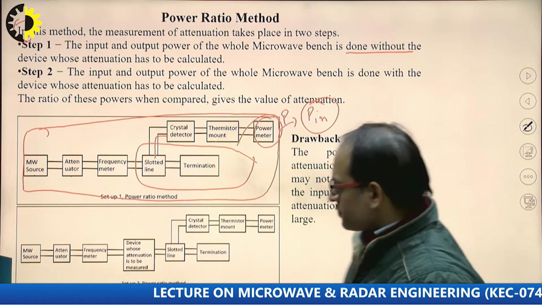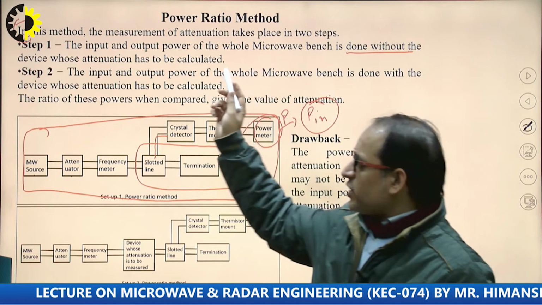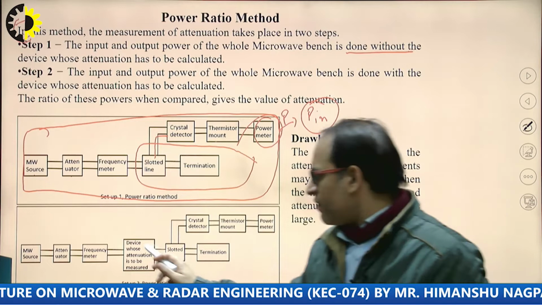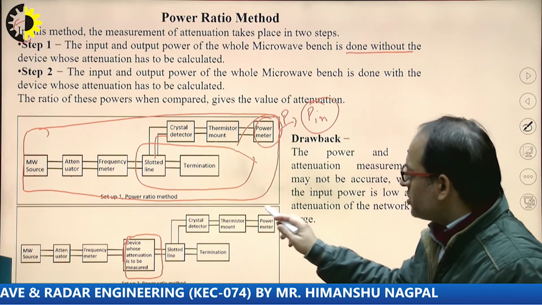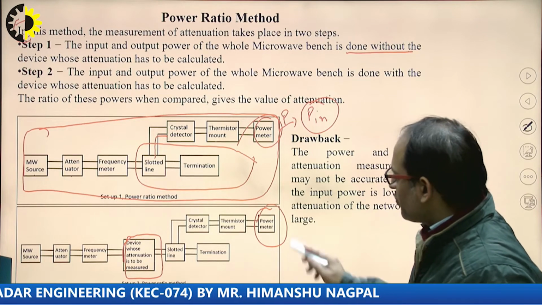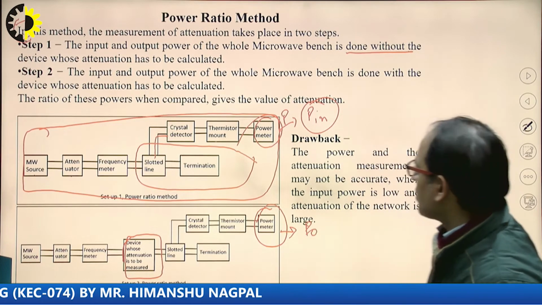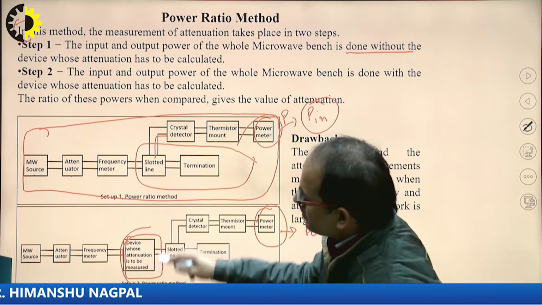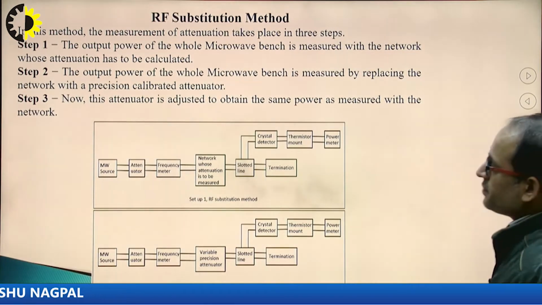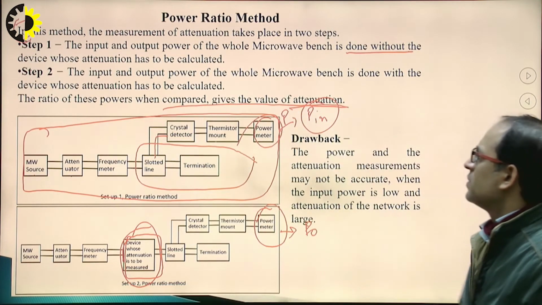Now see, if I want to calculate the attenuation of a device, I will just connect the device whose attenuation is to be measured. Now I will check the output at the power meter, that will be P naught. That P naught by P in defines the attenuation. Clear? The ratio of these powers when compared gives the value of attenuation.